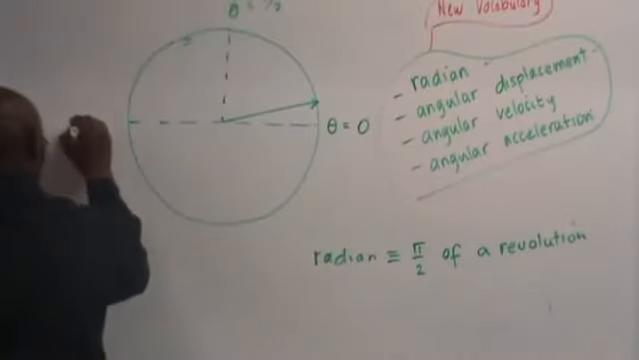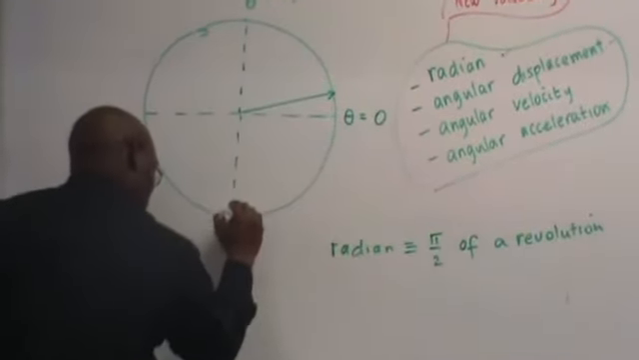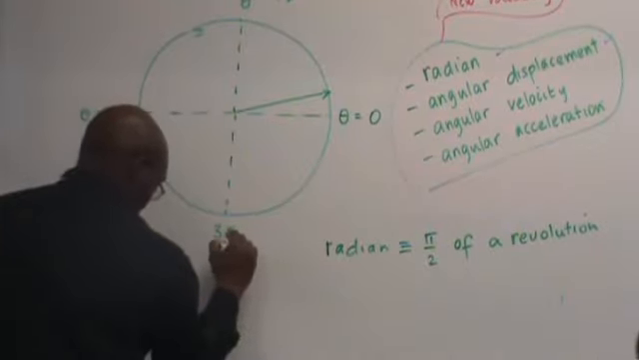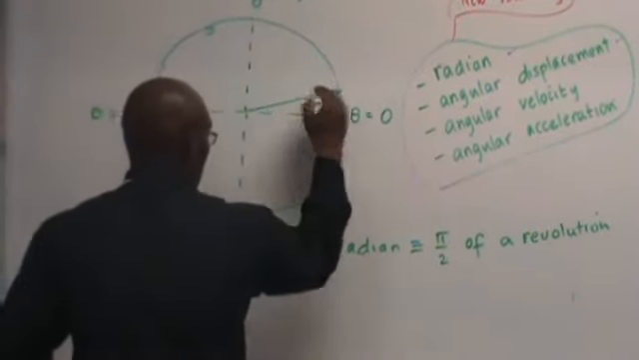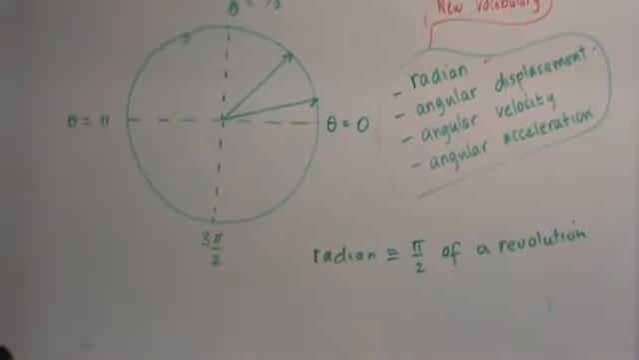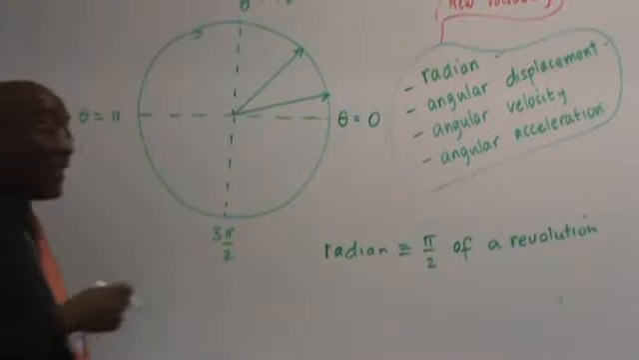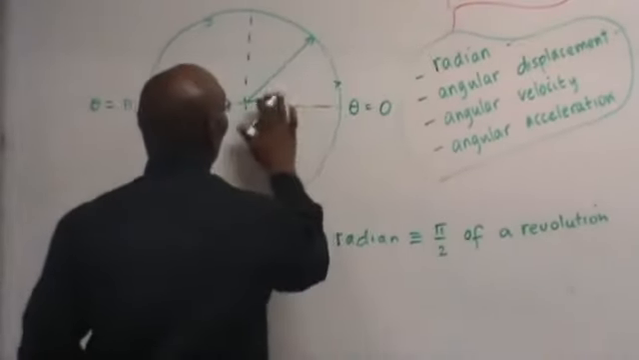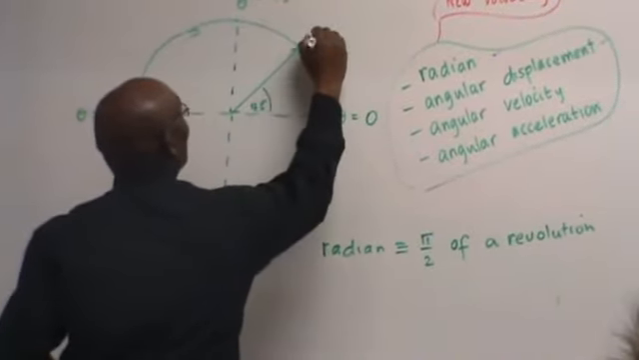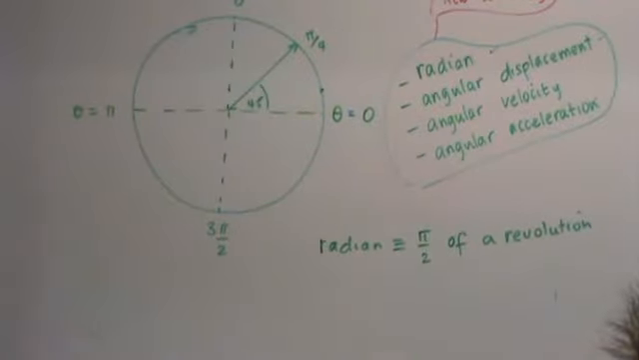What is this one? Pi. What is this one? 3 pi over 2. What is this one? Pi over 4. How do you know that? Because it's 45 degrees. Who told you that? Math class? I didn't tell you it's 45. Alright, let's say it's 45. Alright, this is pi over 4, right? If it's 45.